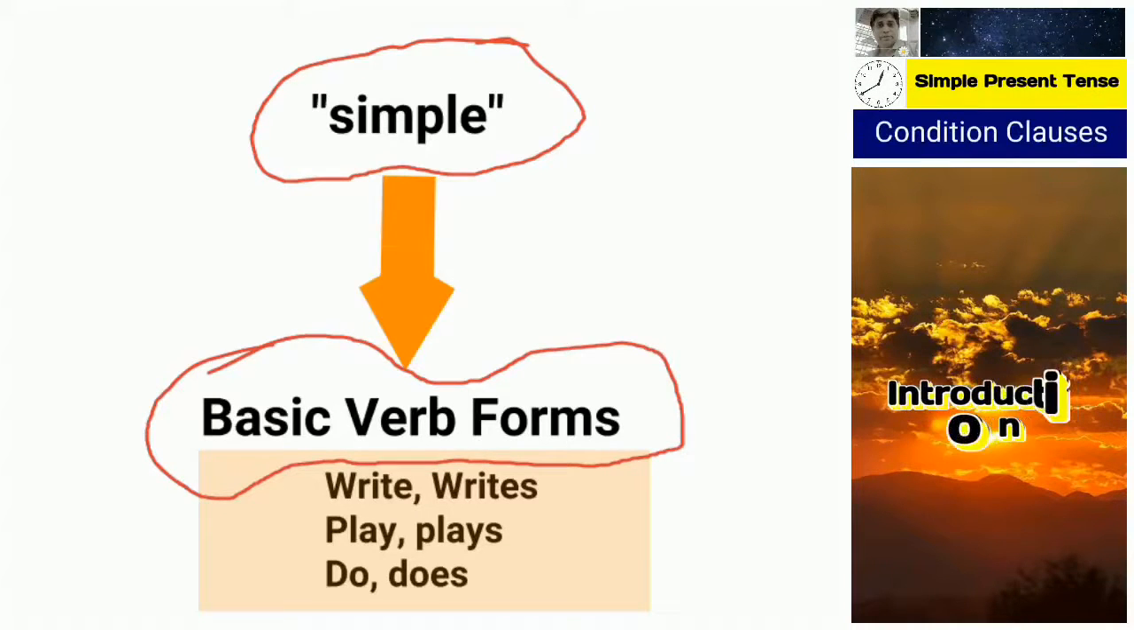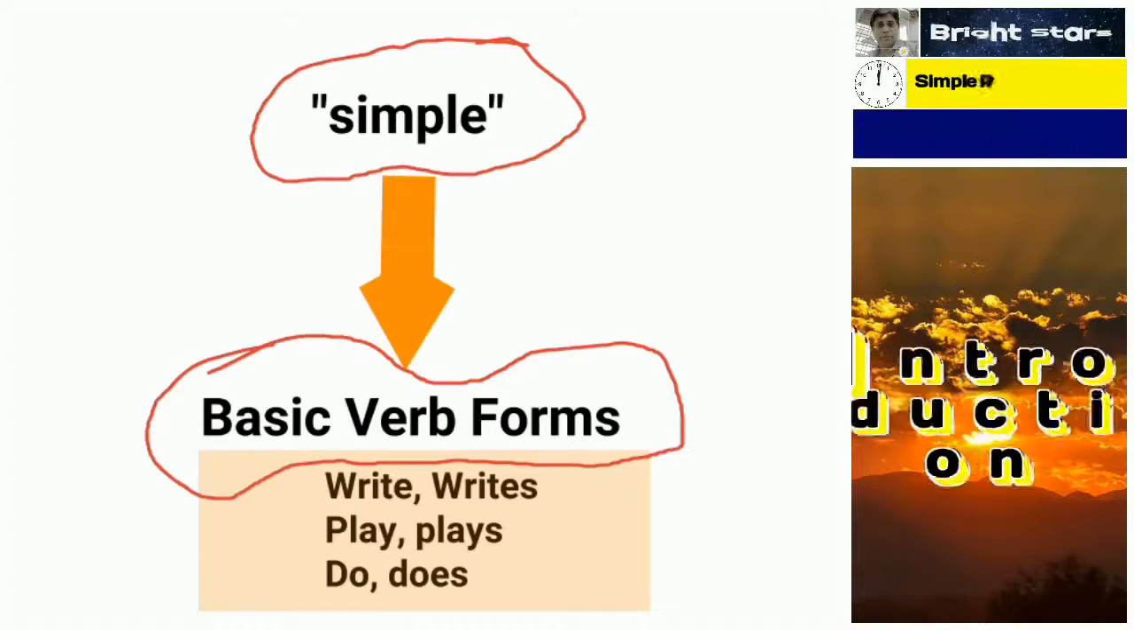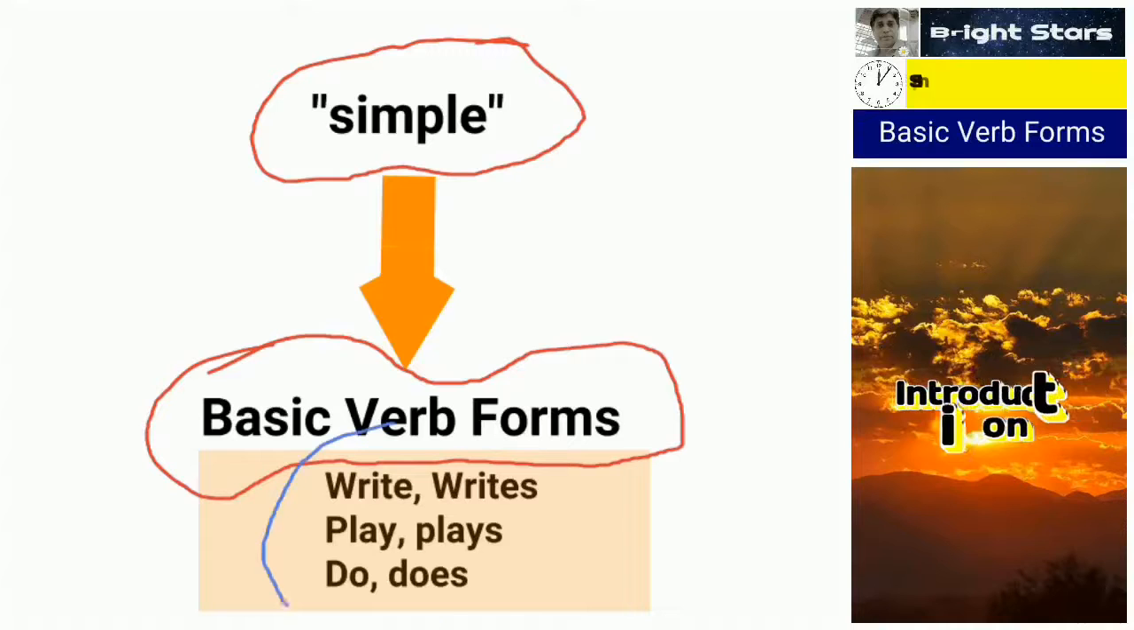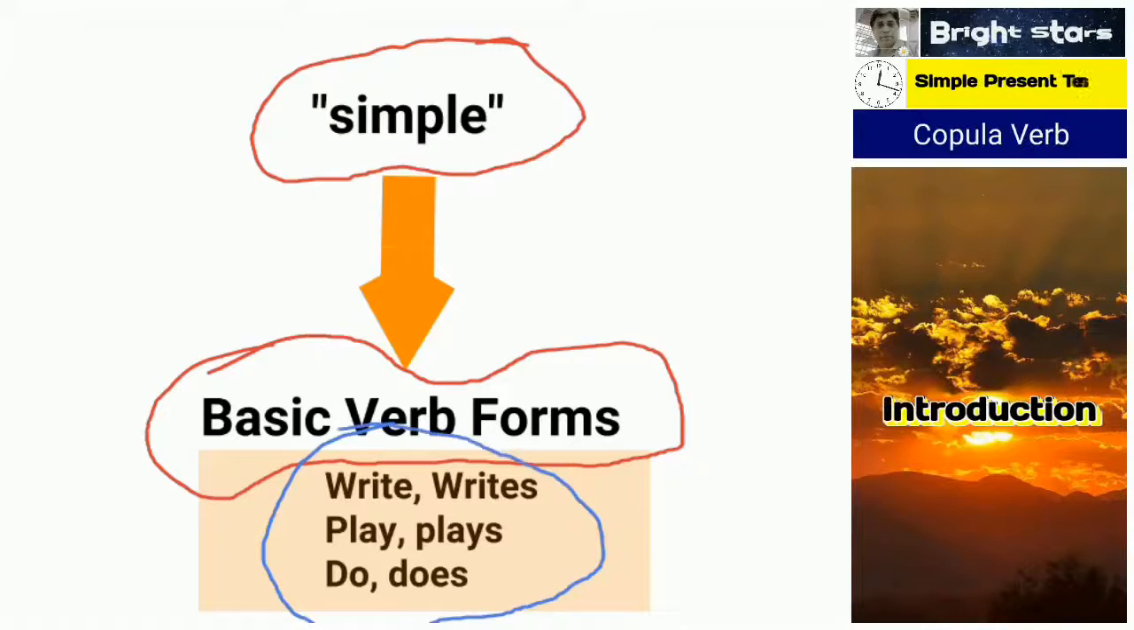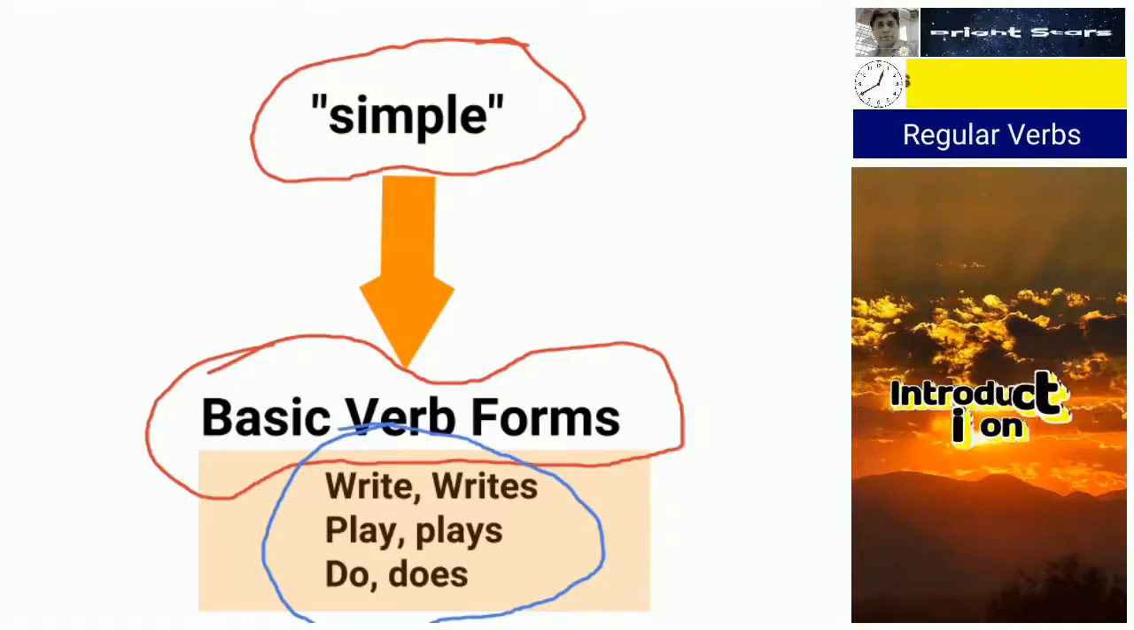In the examples you see: write, writes, play, plays, do, does. So like that, very simple verb forms are used. That's why we call it simple present tense.